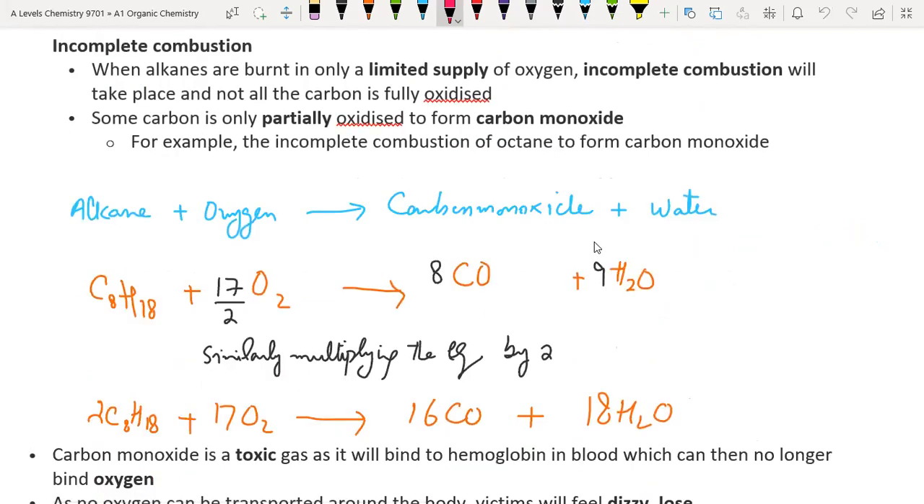Incomplete combustion happens when alkanes are burned only in a limited supply of oxygen. If oxygen has limited supply, then incomplete combustion will take place, and not all the carbon is fully oxidized. Some carbon is only partially oxidized to form carbon monoxide. For example, incomplete combustion of octane to form carbon monoxide.